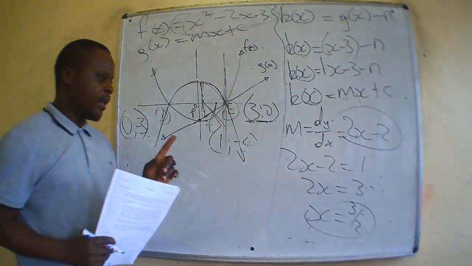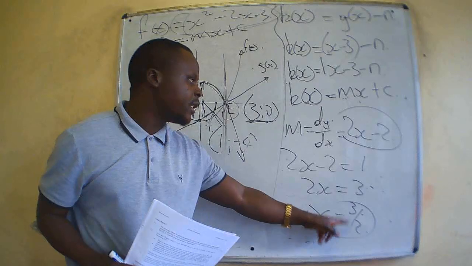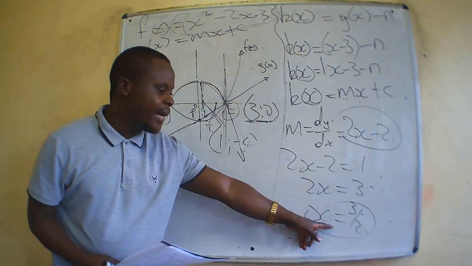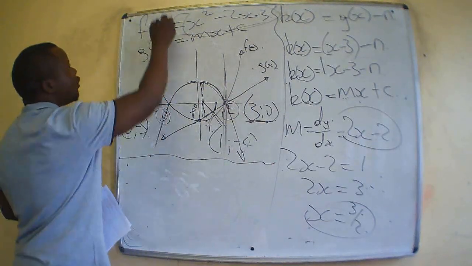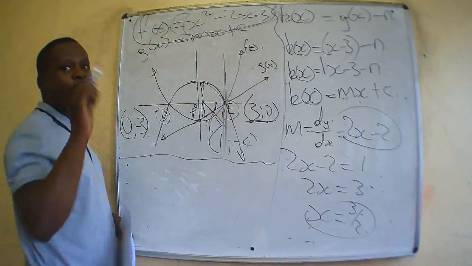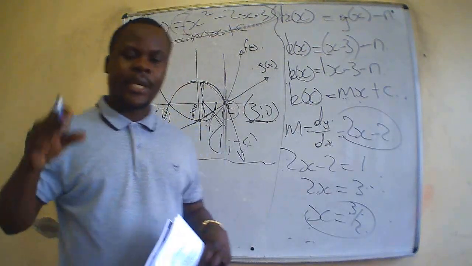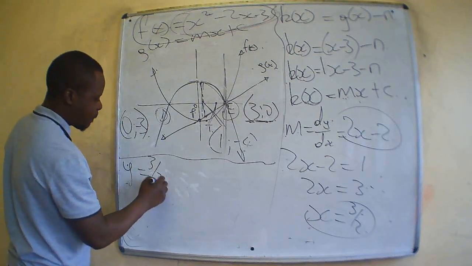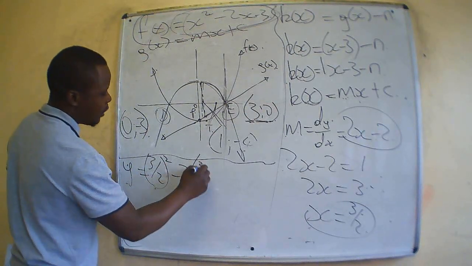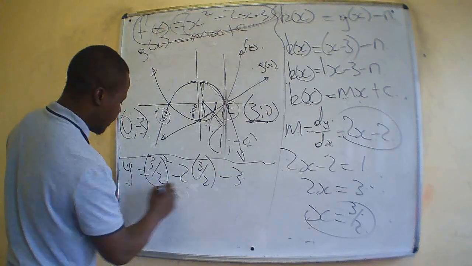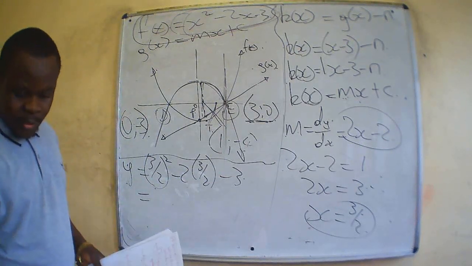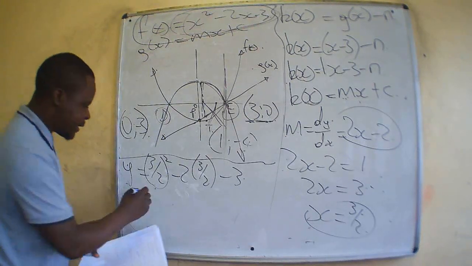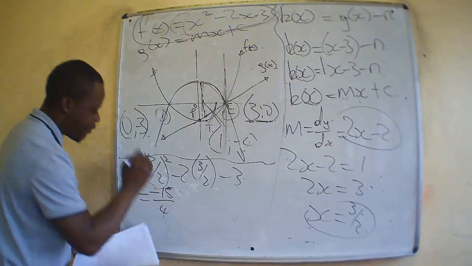So the x value at this point is 3 over 2. Once we find the x value, let us substitute it into the original f of x so that we know the y value. So y in this case is equal to x, which is 3 over 2 squared, minus 2 times 3 over 2, minus 3. Let us simplify this with a calculator. It is going to give us the value of y, which is negative 15 divided by 4.